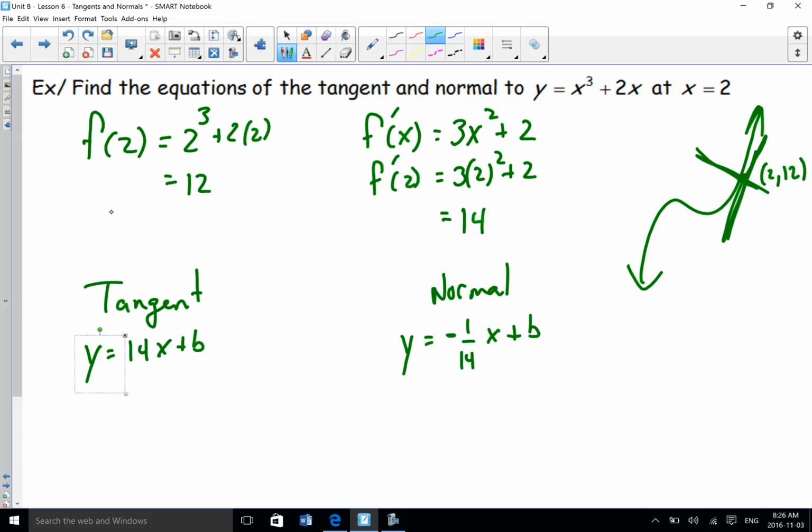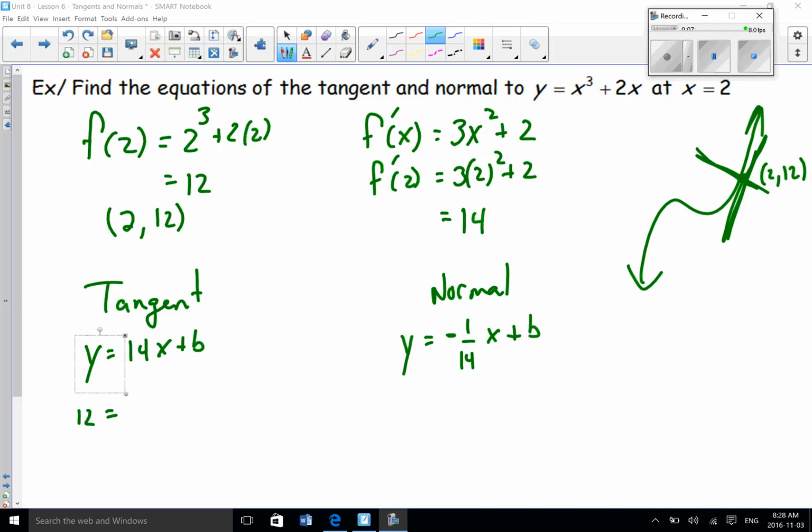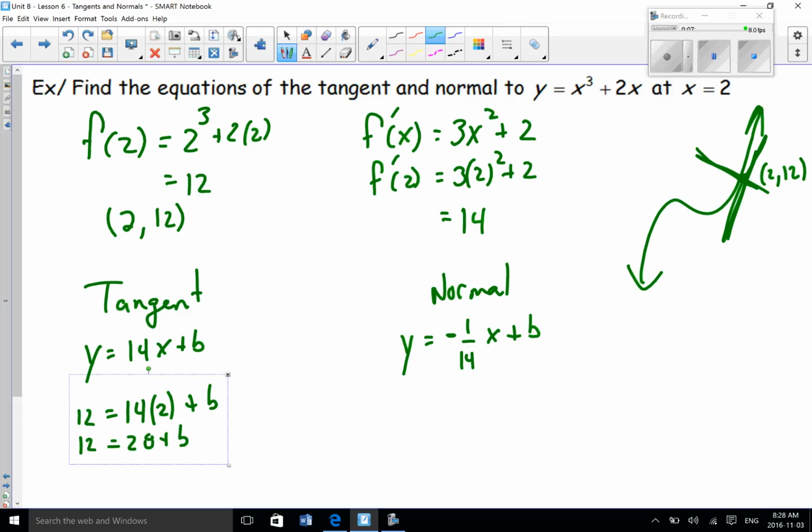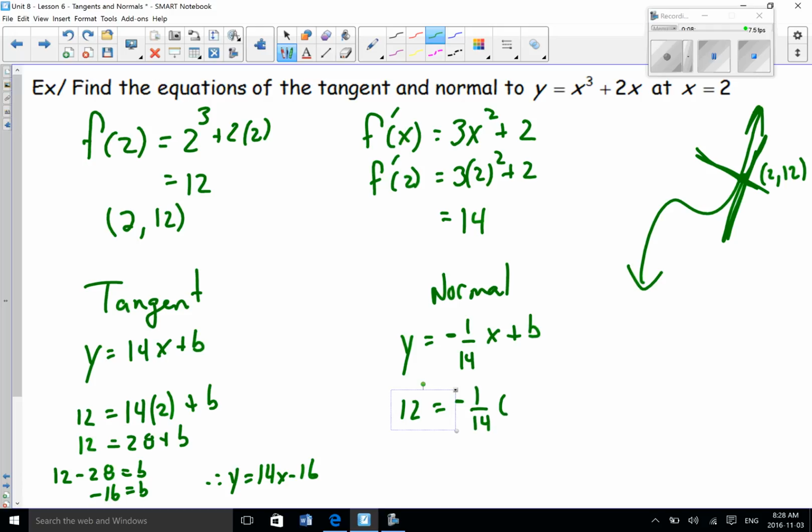Both of these are going to use the point 2 and 12. So 14 times 2 plus b. We get 12 equals 28 plus b. There's 12 minus 28 will be b. Negative 16 would be in our tangent, would then be 14x minus 16. And the exact same process for the normal. I'm just using that negative reciprocal slope, the perpendicular slope.